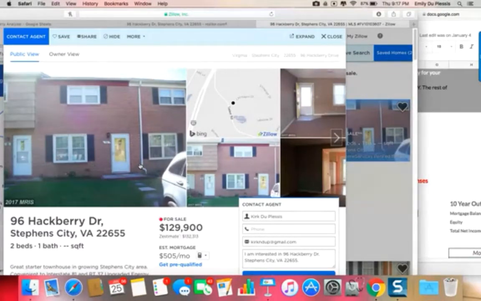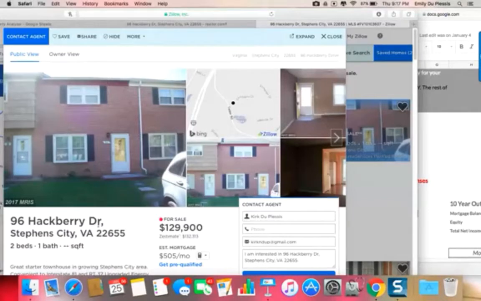If you know our story of when we first got started, we had to buy in this area because we lived closer into DC and it was too expensive for us. The houses were too expensive, the taxes were too expensive. And so we had to basically drive until we could find properties that fit our budget. And we ended up in this area, which Stephen City is just outside of Winchester, Virginia, if you know where that is. And so I just pulled up a property here.